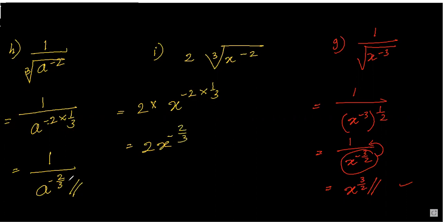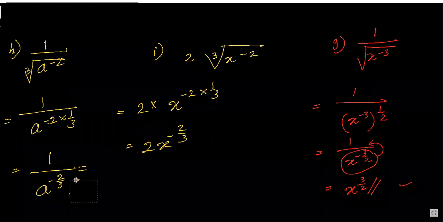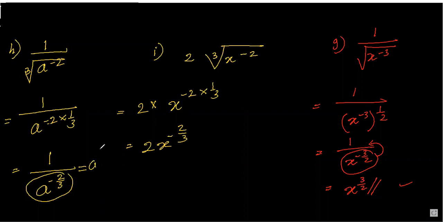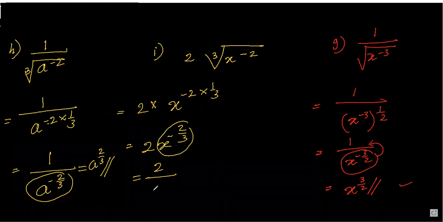The thing we have to write it as a positive index form. So you have to take this one over the line. Now we have to take it over the line. This one, it means when we take this one over the line, it becomes positive: a to the power 2/3. This is the answer. Now this one. This is now negative, so x to the power minus 2/3, borrow it below the line. 2 over the line, this part, then we can take below the line, x to the power 2/3.